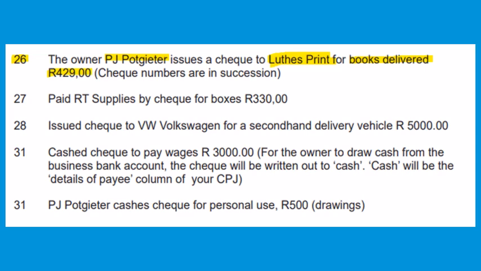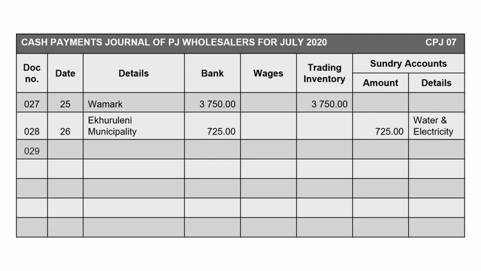And then they say check numbers are in succession. In other words, check numbers follow on each other. That's why they didn't give you a check number. Okay, so you know it must be check number 29 because the previous one was 28. It's still on the 26th, so you don't write anything in the date column. Remember, if it's on the same date, you leave it blank.